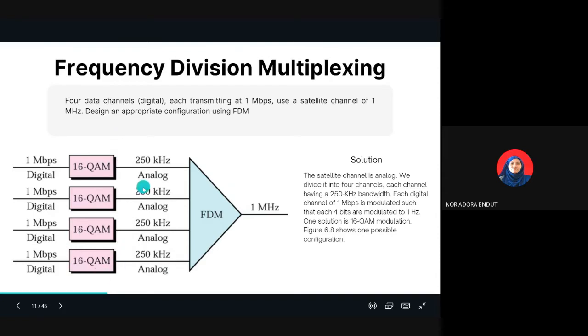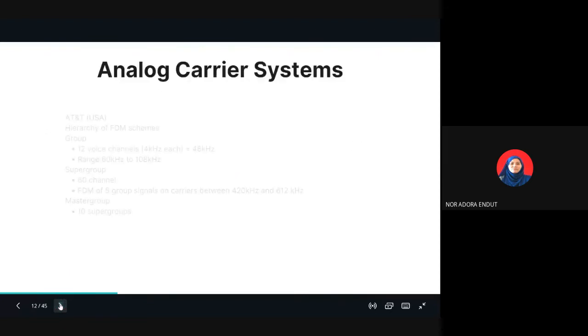Okay, tapi based on the knowledge that we have, dia bagi satu contoh gunakan 16 QAM. Okay.